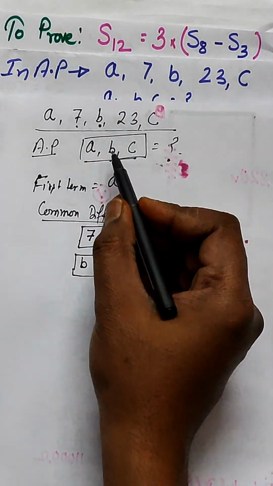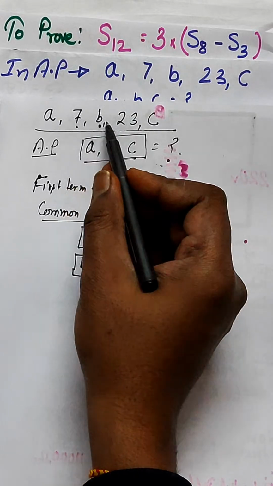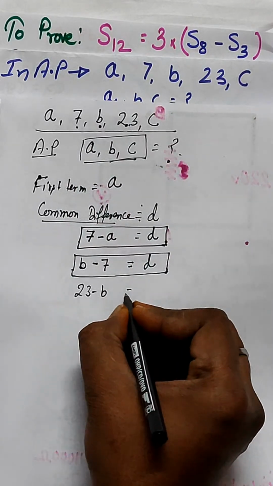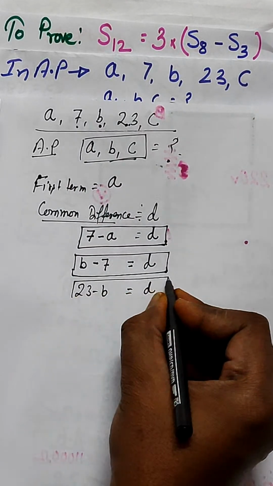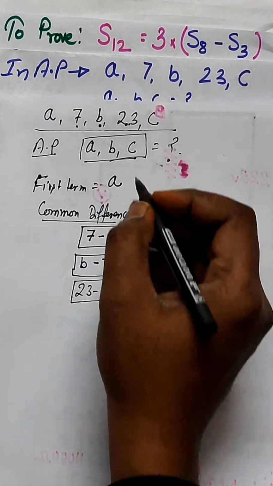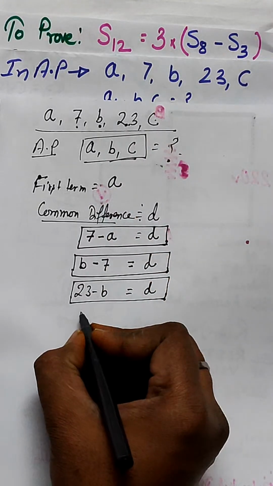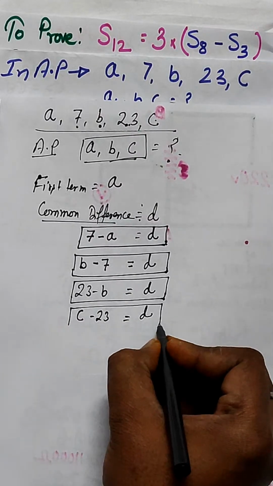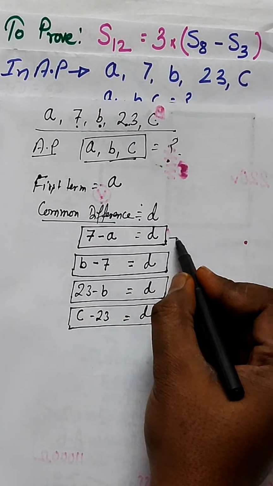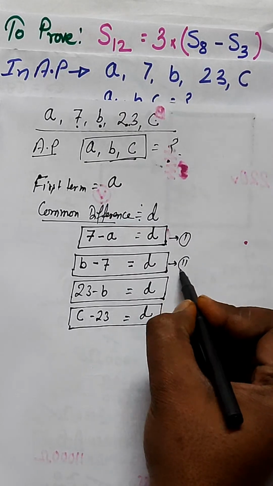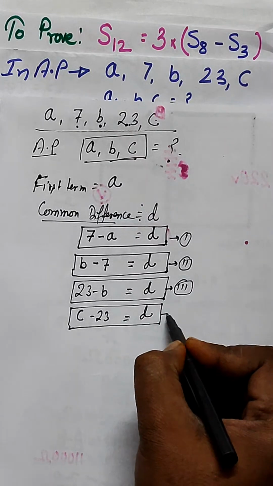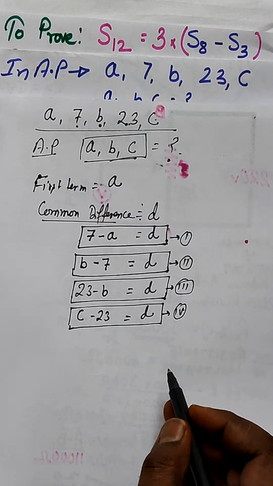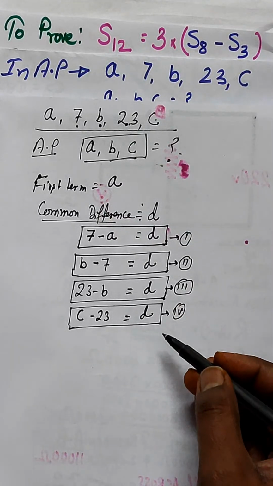Now the third term and fourth term, 23 minus B, this will also give the common difference D, right? Isn't it? And the last term minus the second last, that means C minus 23 will also give you the common difference D. So just observe these four equations. Equation 1, 2, 3 and 4. What you will see? You are seeing that D is common in all these four equations.